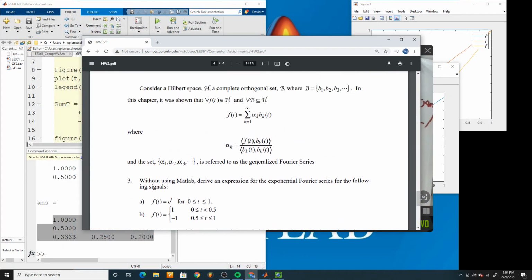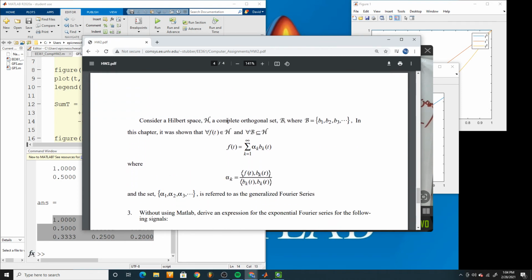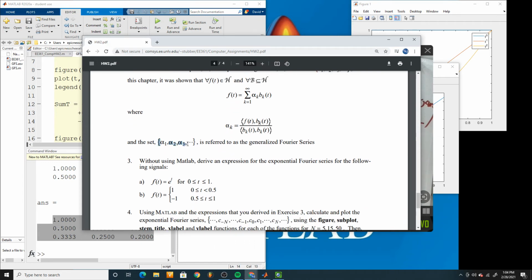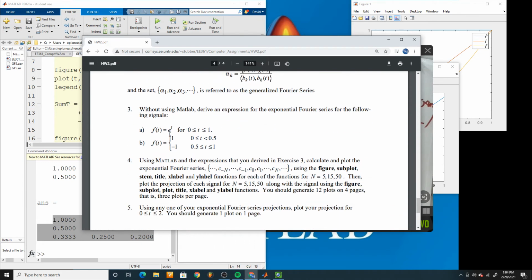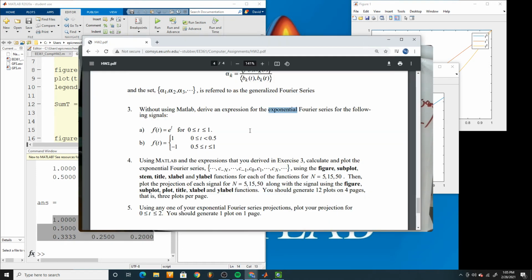I don't know. I'm not understanding this part. Consider Hilbert space H. That's easy to know. The generalized Fourier series. Derive an expression for the exponential. Yeah, when I see exponential, I think of this.